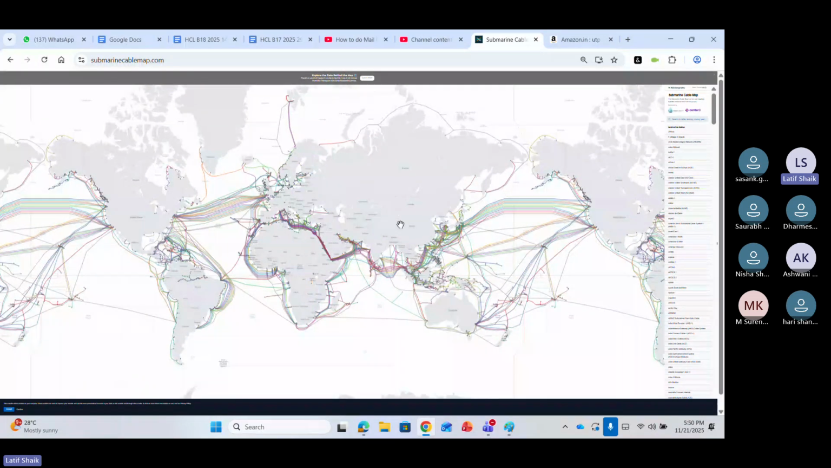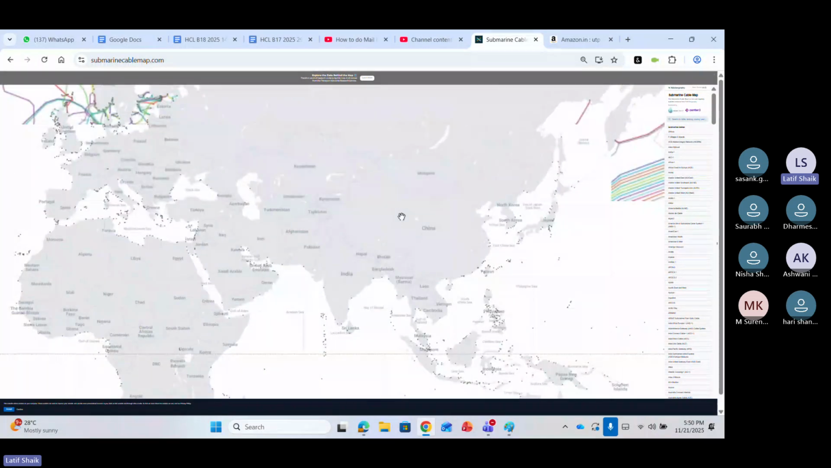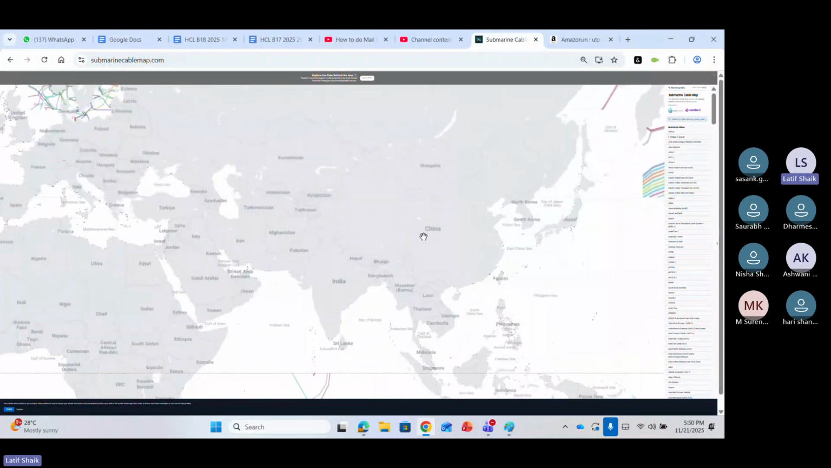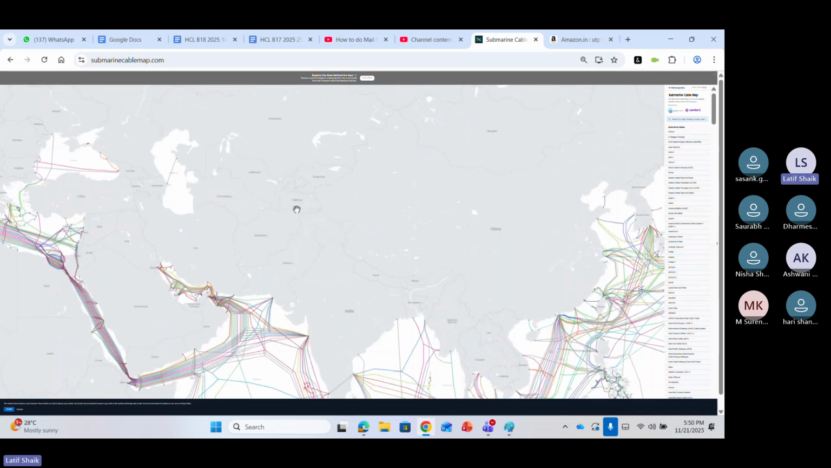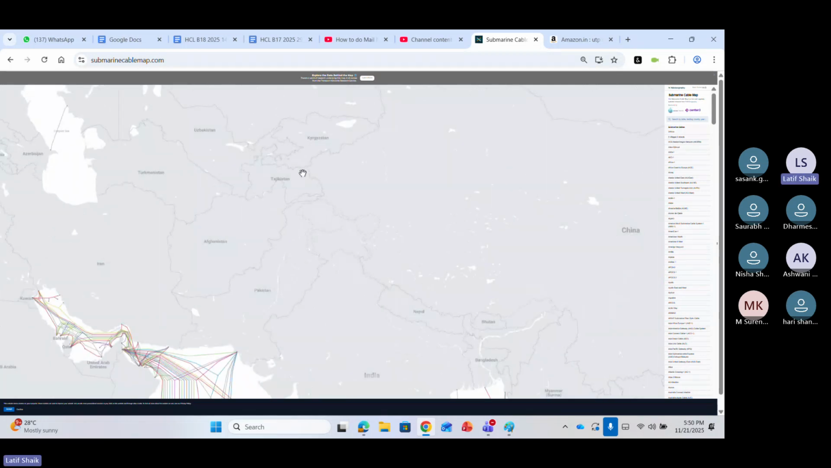Okay. China does not have any direct connections. China has to take it from other countries that share the ocean. From there, there is an entry. See, these countries do not have any direct ocean connections. See? They have to get it from other countries.